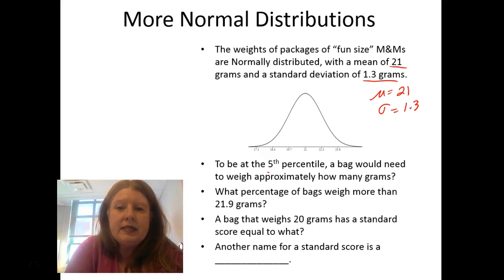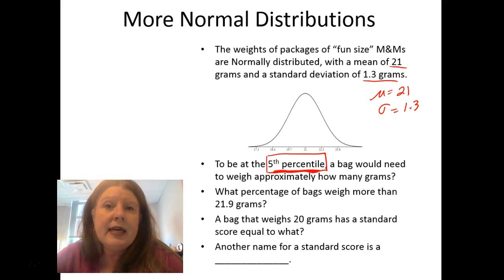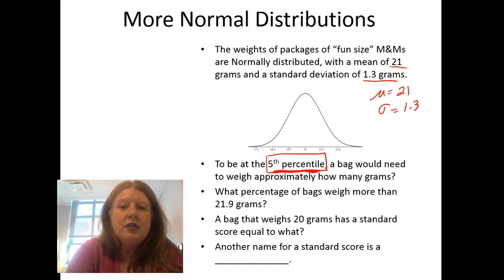So what does it mean to be at a particular percentile? That's important to know. So remember, if you're at the 5th percentile, that means 5% of the distribution would be below you. So you're in the bottom 5% if you're at the 5th percentile. So to answer this question, you might remember there was a formula I showed you.